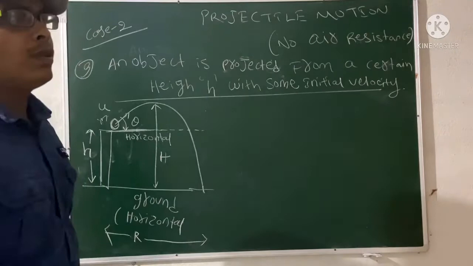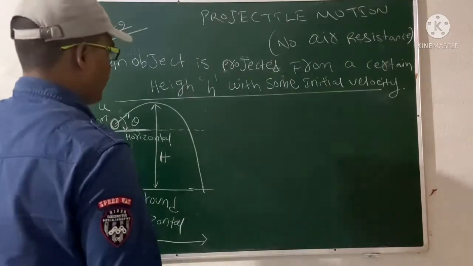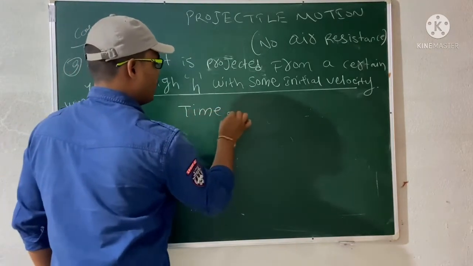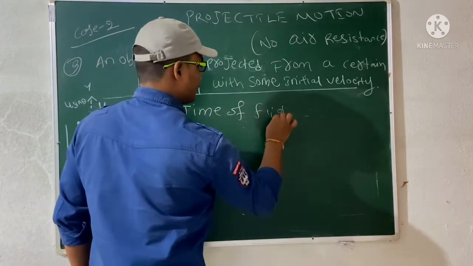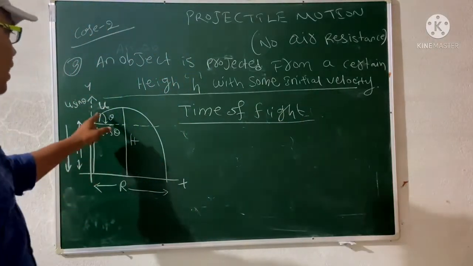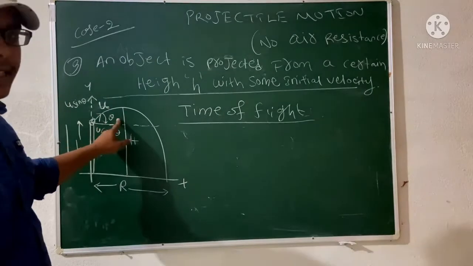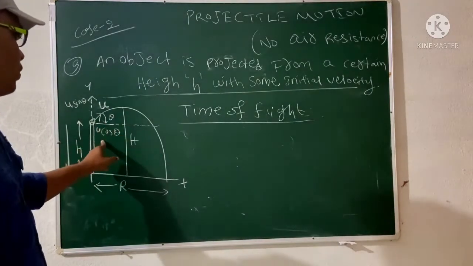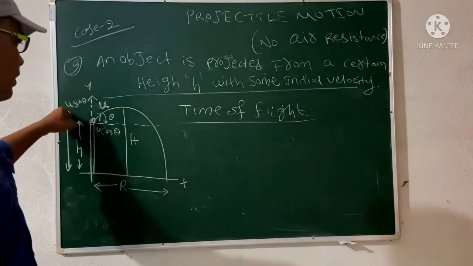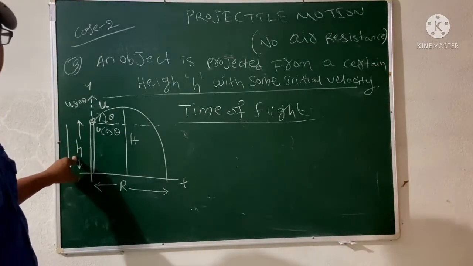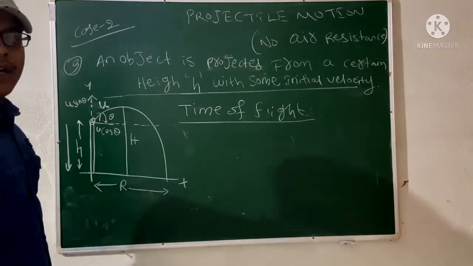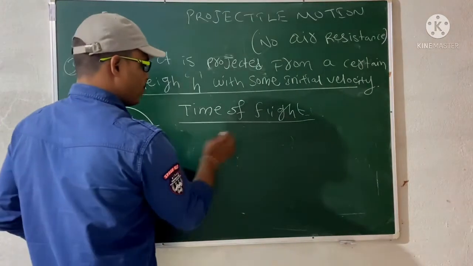That means we have to find how much time it will take. What is the total time of flight? To calculate the total time of flight, I am again considering that we have some initial velocity u and theta is the angle made with the horizontal. So the horizontal component will be u cos theta and your vertical component will be u sin theta. Remember the initial height is small h and the maximum height is capital H and R is your horizontal distance. So what is the equation of motion we have?